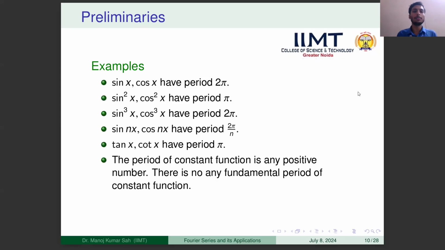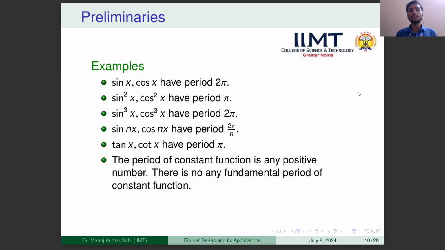Now here we will discuss some examples of the periodic function. Sin x and cos x have period 2 pi. How can you say sin x and cos x have period 2 pi? If you visualize the graph of sin x and cos x, you will find that it repeats after a certain interval. It means the value of sin x repeats after an interval of 2 pi.